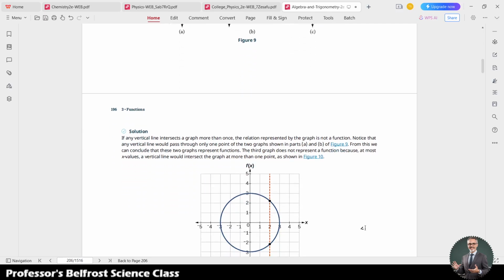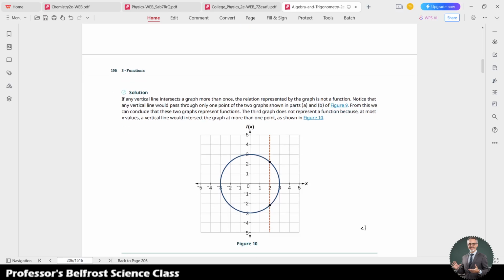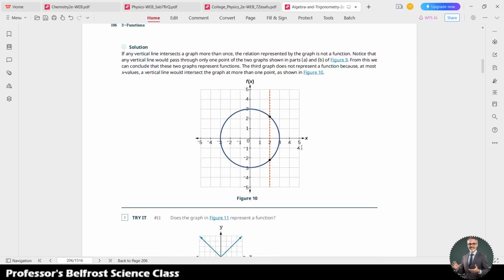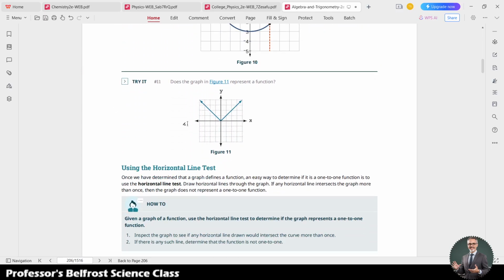Okay, so from this we can conclude that these two graphs, A and B, represent functions, but the third graph, which is a circle, doesn't represent a function because at most x values, a vertical line will intersect the graph at more than one point. Okay, now I'll try this as your exercise.